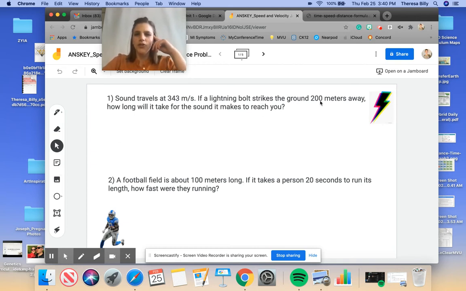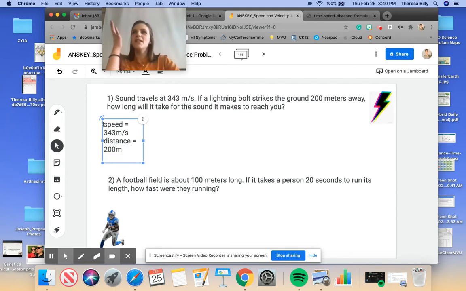Then we go over here, 200 meters away. Look at that unit, meters. Meters is a measure of distance. So 200 meters is our distance. So here's how you can write it out. We know that the speed is equal to 343 meters per second, and we know that the distance is equal to 200 meters. So then what's the one thing that's missing? Speed, distance, we're missing time. And that's what that question asks you. It says, how long is it going to take the sound to travel to you? So time is missing. We put a question mark in there.